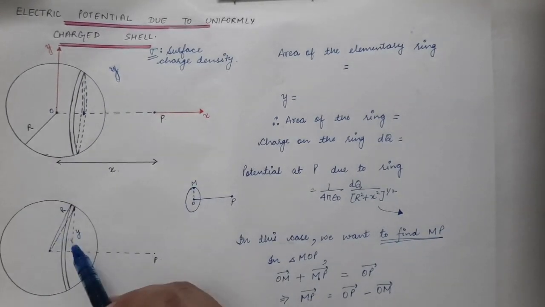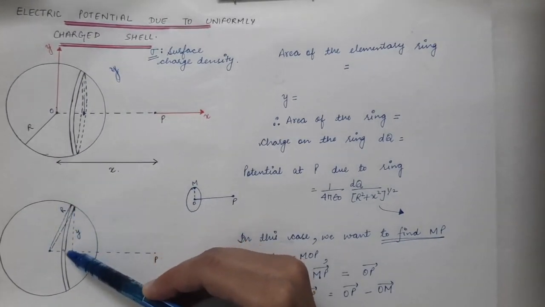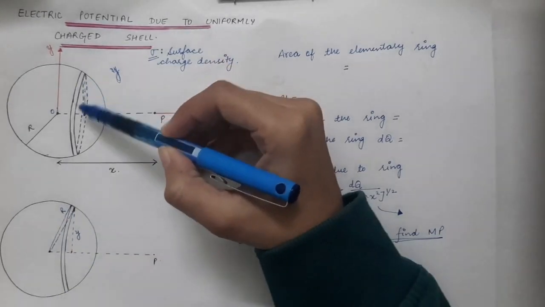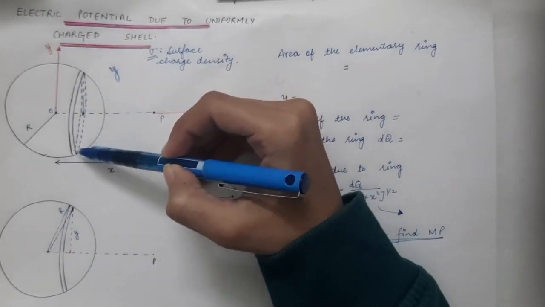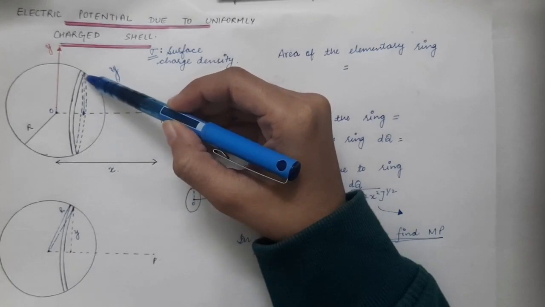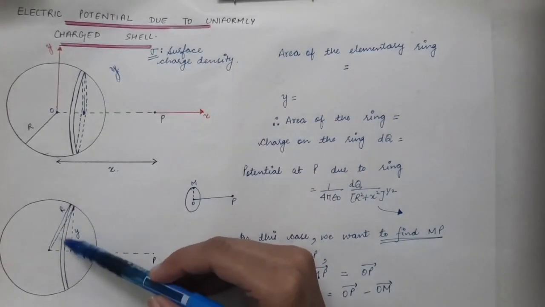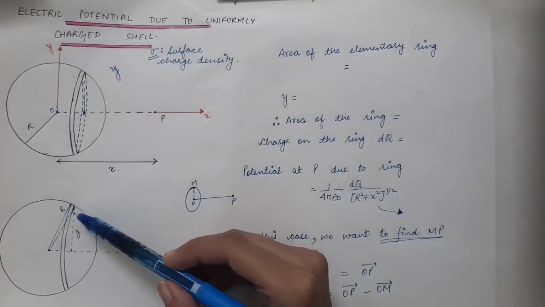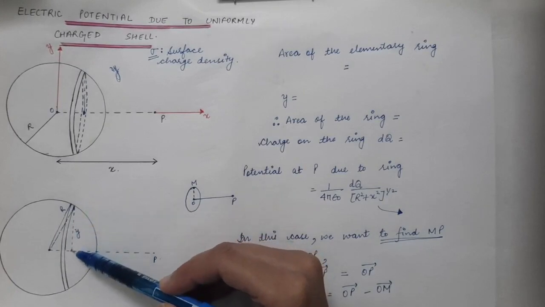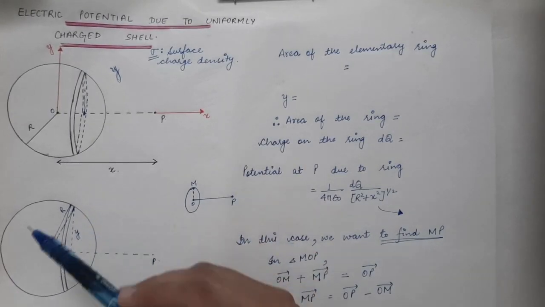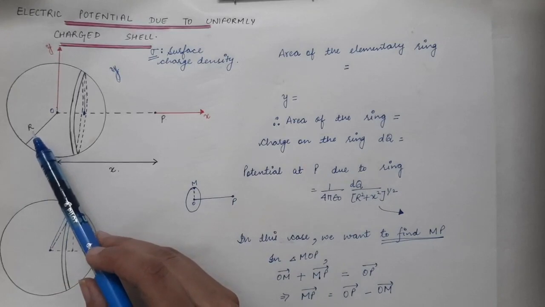Now in the second diagram, I have shown only the front section of the elementary ring. In the first diagram, I had shown the front section as well as the section on the back side. Here I have shown only the front section of the elementary ring. Now the radius of the elementary ring is given by small y, and capital R is the radius of the shell.